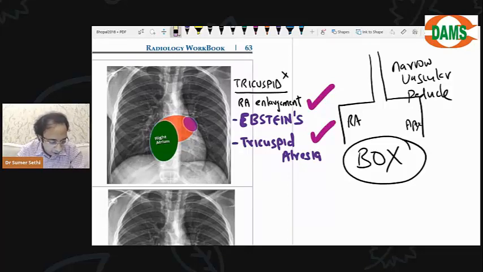This is not a money bag. A money bag does not look like this. I will show you the money bag later. Okay, so this is called a box-shaped heart.